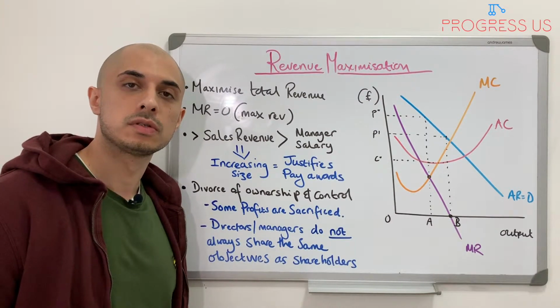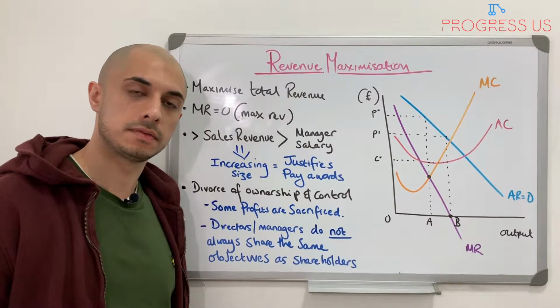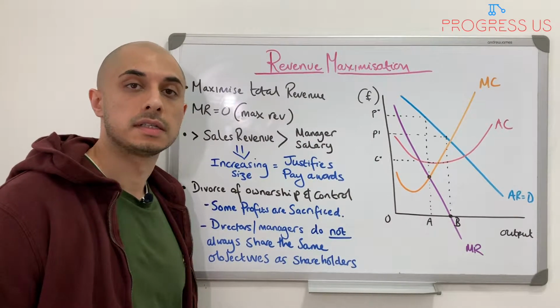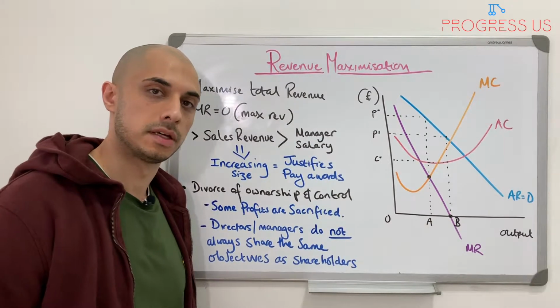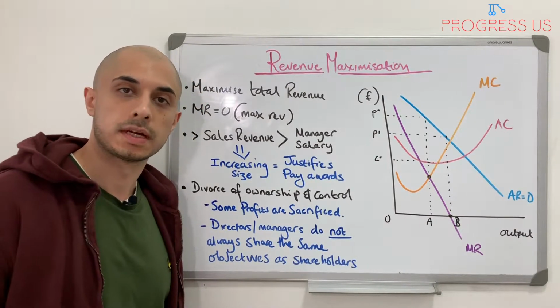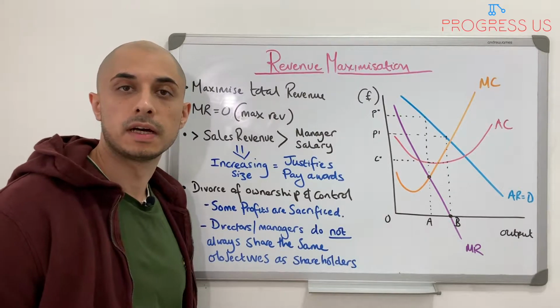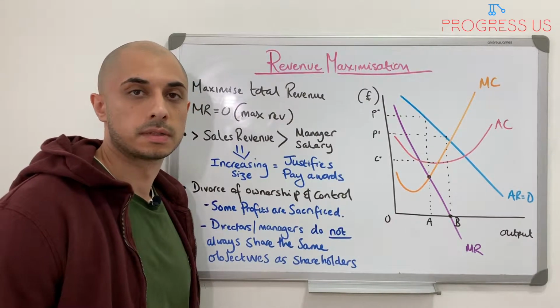Do you have any issues understanding the different types of business objectives in order to understand why firms may choose to revenue maximize instead of the traditional profit maximization? We're also going to look at how this applies to exam questions and how you could use it to possibly strengthen evaluations in your upcoming exams. Stay tuned.